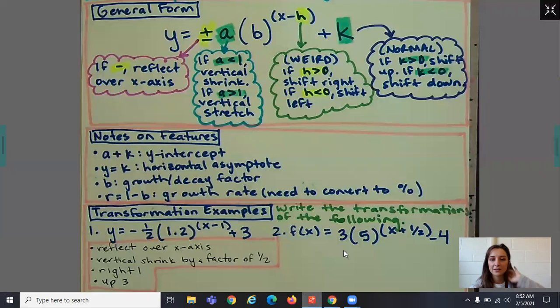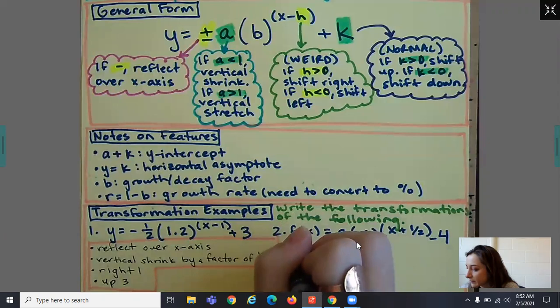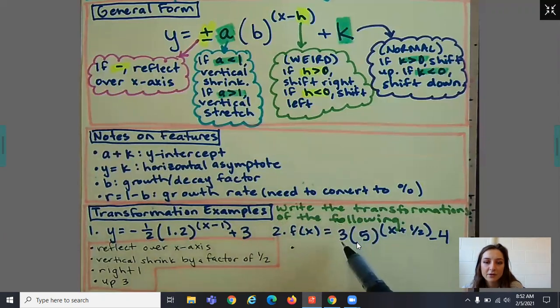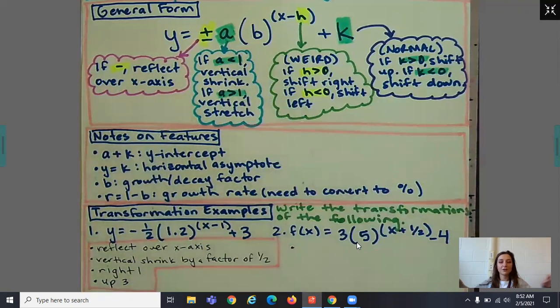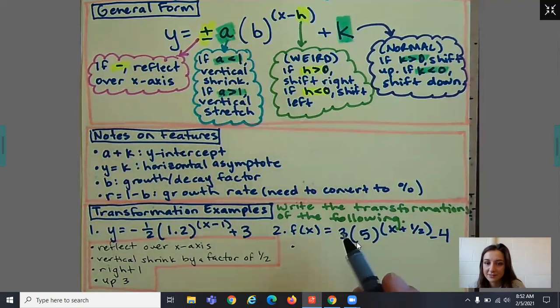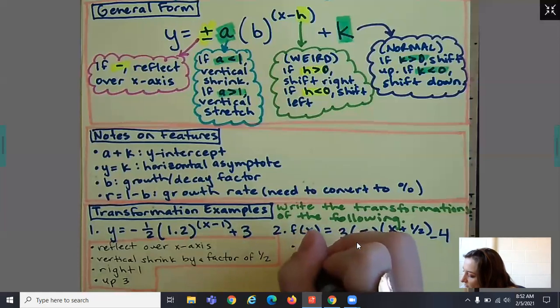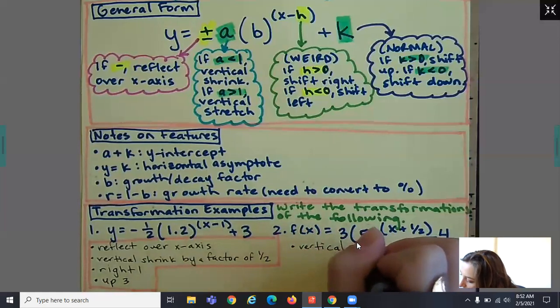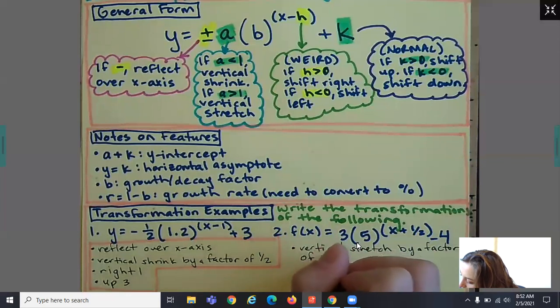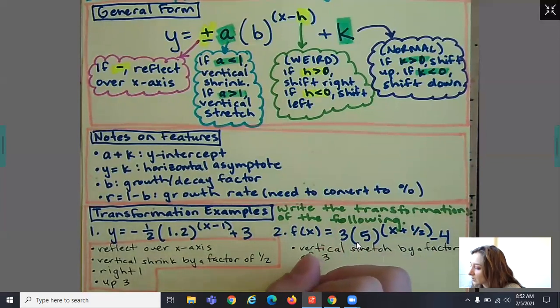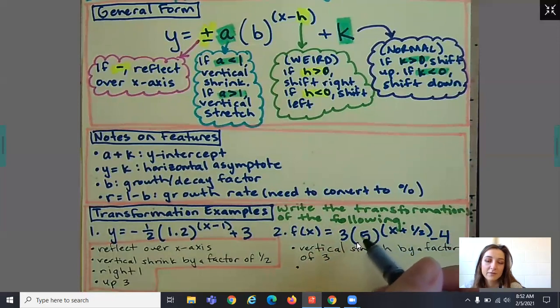Okay, so let's look at the next one. Looking at problem number 2. There is not a negative out in the front, so it's not going to be a reflection over the x-axis, but we do have a 3 right here. So 3 is your a value. If it's less than 1, it's going to be a vertical shrink. If it's greater than 1, it's going to be a vertical stretch. So 3 is greater than 1. This is going to be a vertical stretch by a factor of, and yes, you do have to say that, 3.